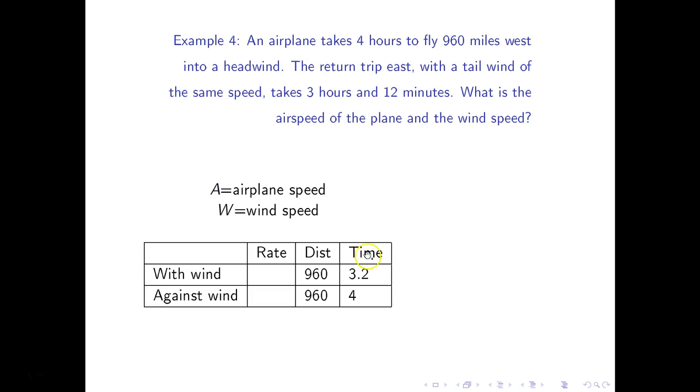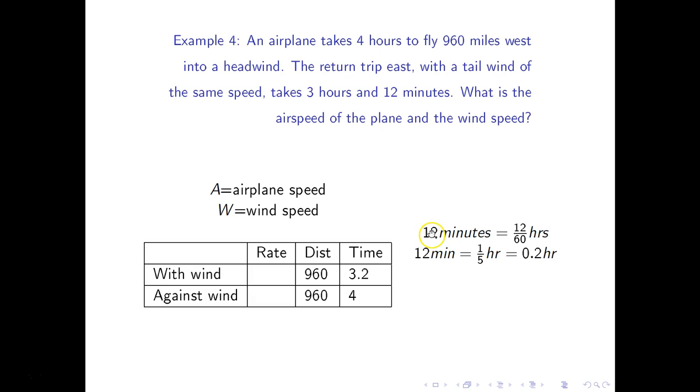Notice then I get this. 960 is my distance with the wind because it's with the tailwind. It's the same distance. This is a return trip. 960. And the question often is, where did I come with a 3.2? I'll show you that in a second. The other one is 960 and 4. Well, that 3.2, here's how I came up with it.